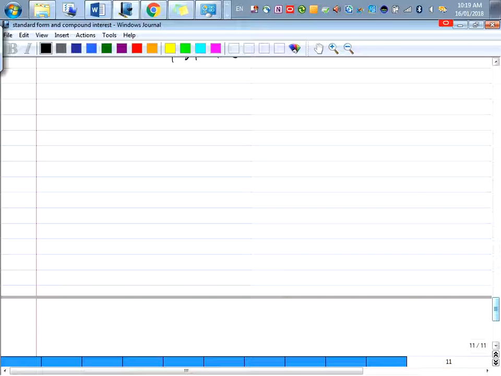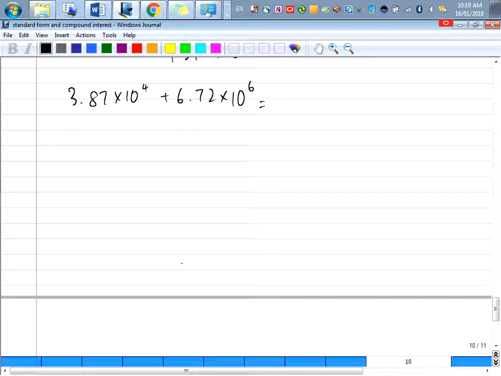I want you to try this question. So in your own notebook or your own foolscap paper, write down this question. Okay, please evaluate this and leave your answer in standard form. Come on, quickly. It shouldn't take you too long.